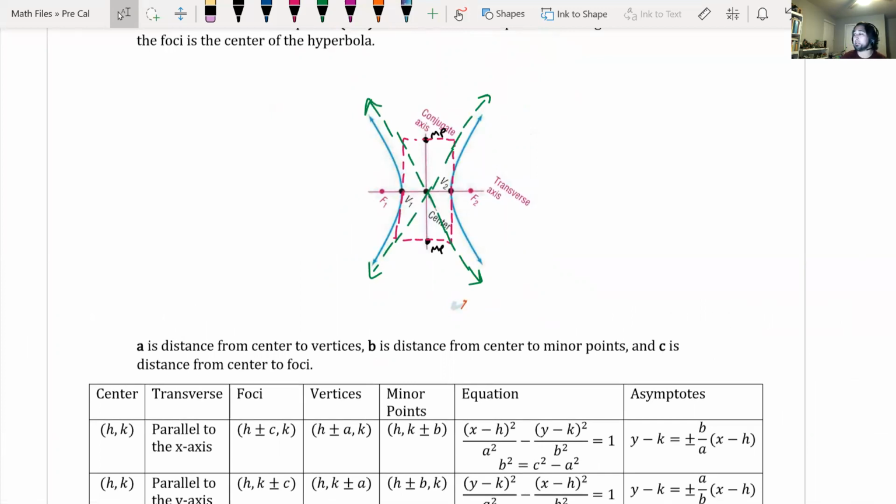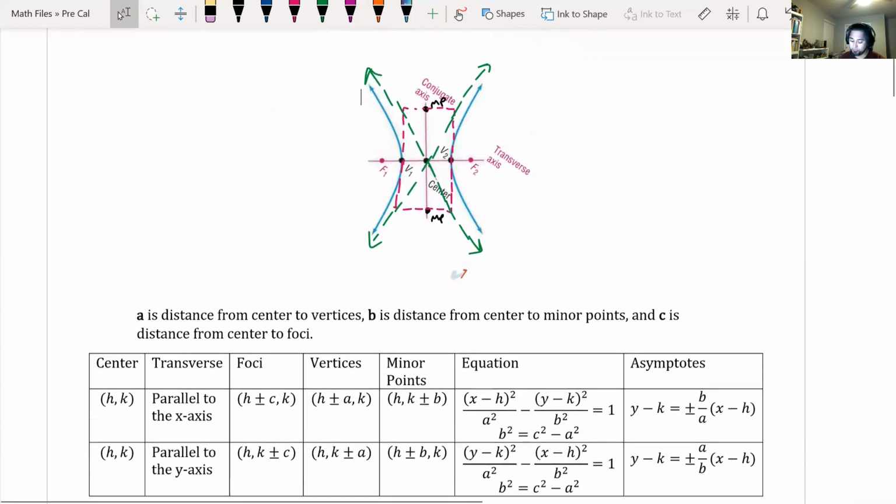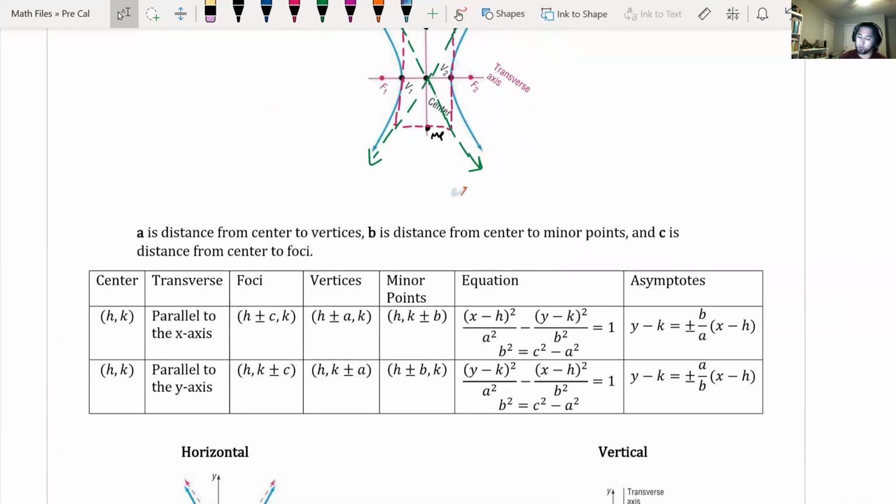And just like ellipses, if you know A, B, and C, and you know what axis you are parallel to, you will know which equation to use, and all the pieces will come together. Okay, but of course, we have more formulas. So if you are parallel to the x-axis, your center is still (h, k).